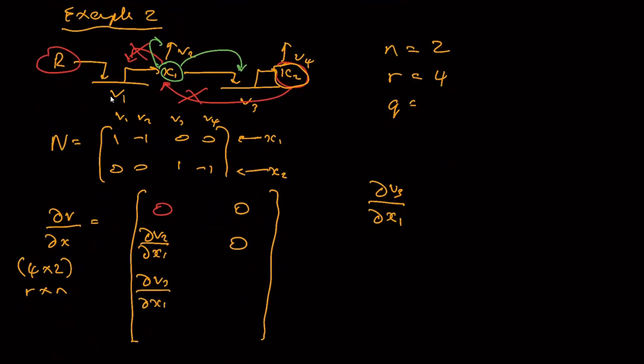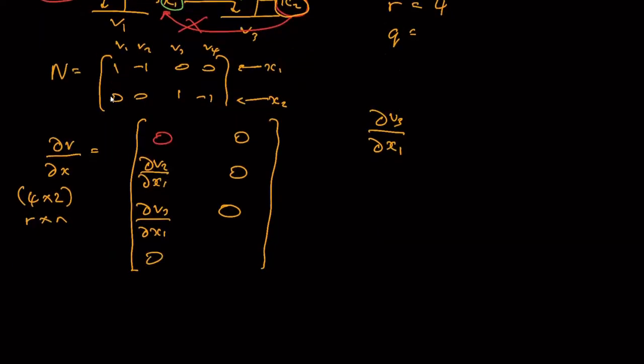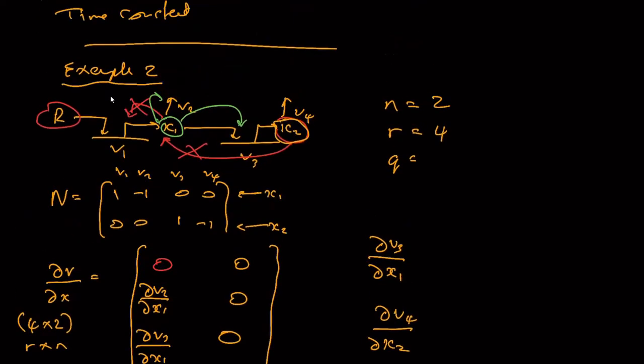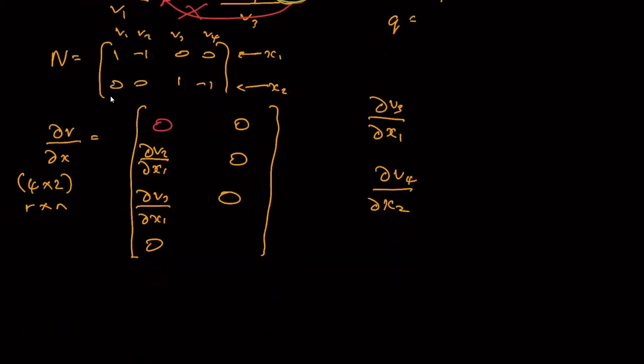Now the next one, I'll leave you to figure this out, but the next one is also 0. And the next one is 0. The last one, which is dv4 by dx2, is non-zero because x2 definitely does affect v4. So we have dv4 by dx2.